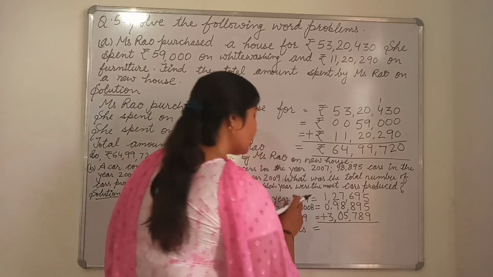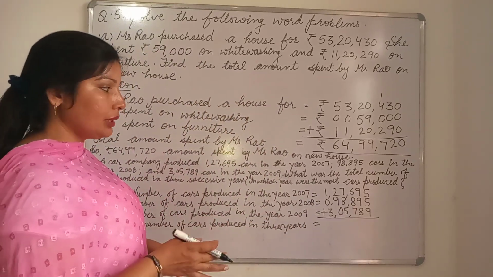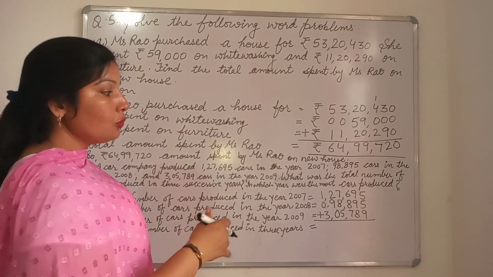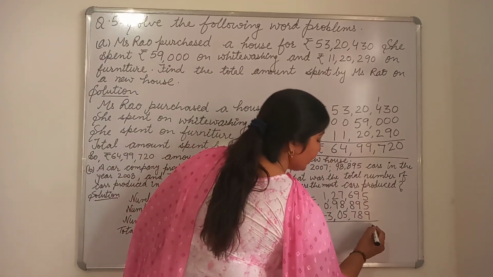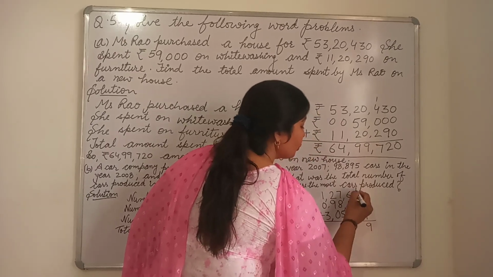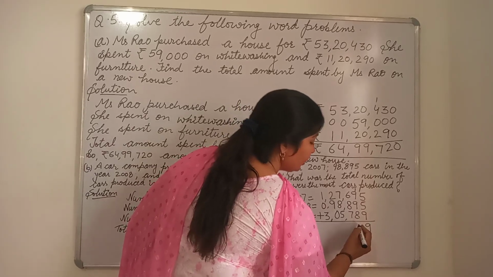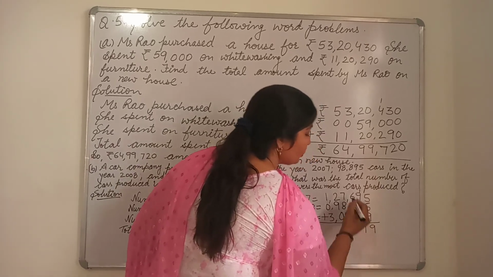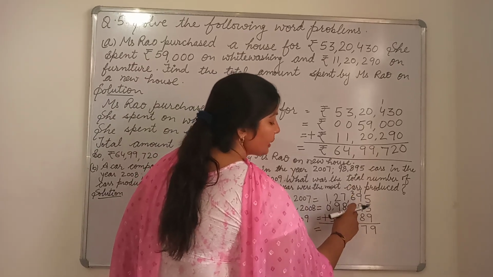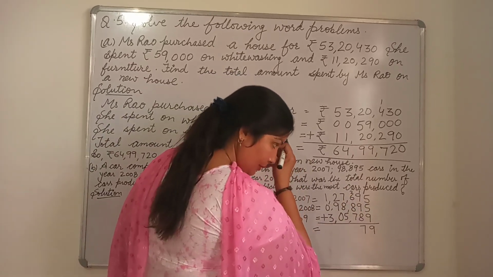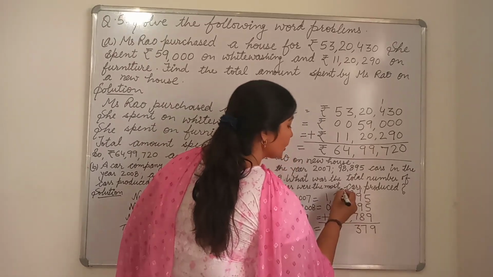Because here we are talking about 2007, 8, 9. So successive years are already given here. So now for that we will do plus. 5 plus 5, 10. 10 plus 9, 19. We write here 9 and 1 goes carry. 9 plus 1, 10. 10 plus 9, 19. 19 plus 8, 27. 2 goes carry. 6 plus 2, 8. 8 plus 8, 16. 16 plus 7, 23. We write here 3 and 2 goes carry.